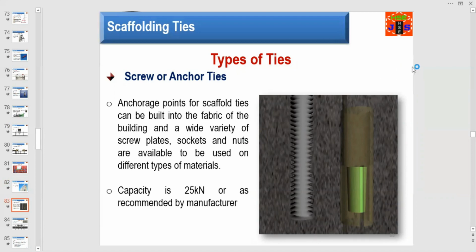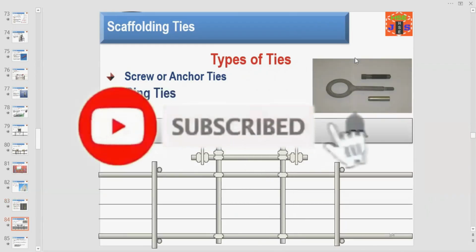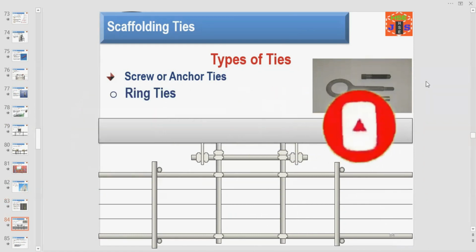Anchorage points for scaffold ties can be built into the fabric of the building, and a wide variety of screw plates, sockets, and nuts are available to be used on different types of materials. Capacity is 25 kN or as recommended by the manufacturer. This is the most powerful, with bigger strength, screw or anchor ties. Among the anchor ties, there are also ring ties. This is an example of a ring tie.